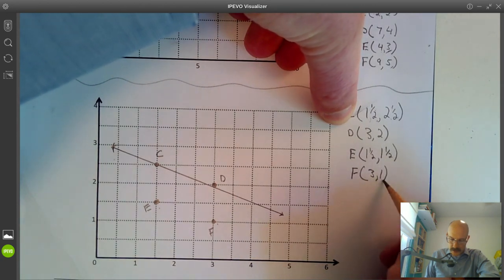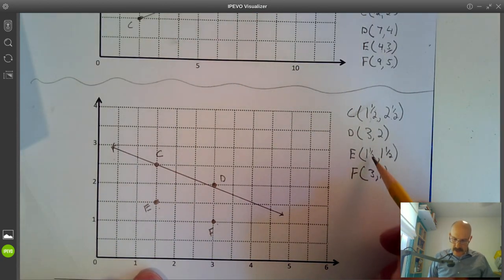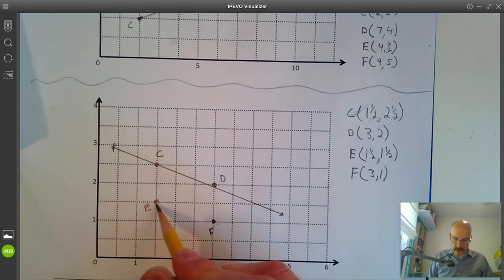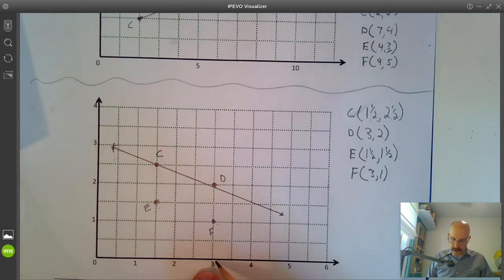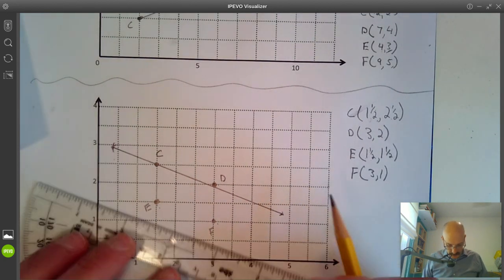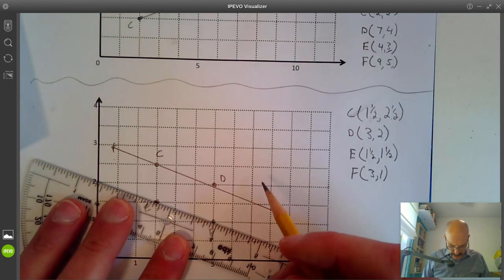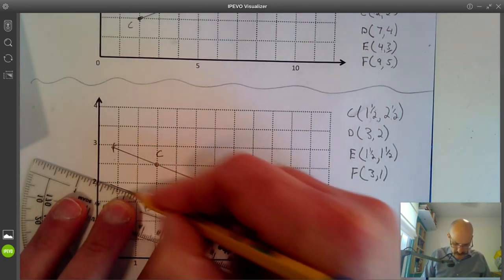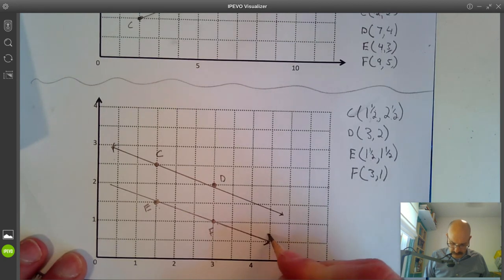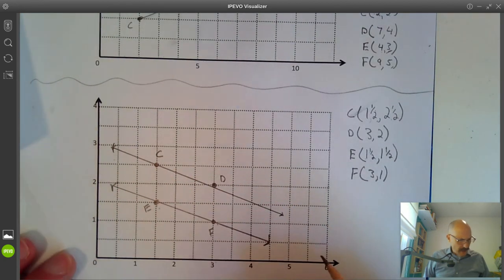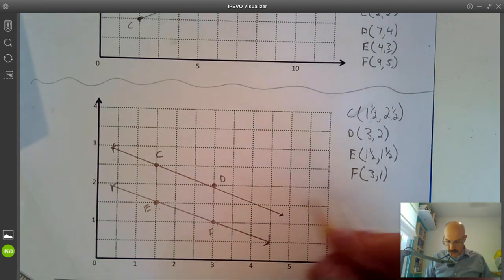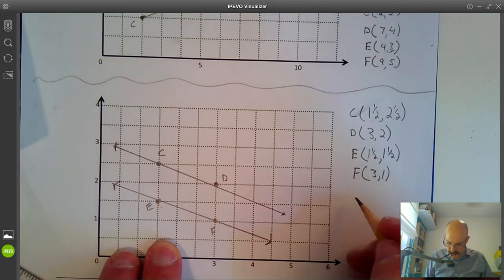So that's 1. So let's double check. E, 1.5, 1.5, yes. F, 3, 1, yes. Okay, beautiful. And in this way, we have another parallel line. And if I wanted to, I should also write here, line CD is parallel to line EF.